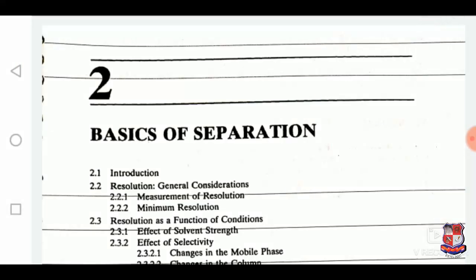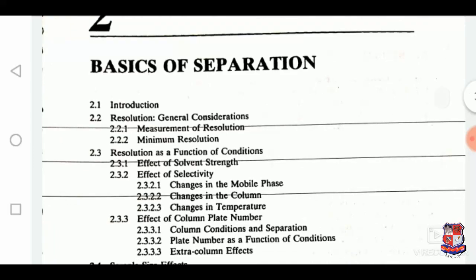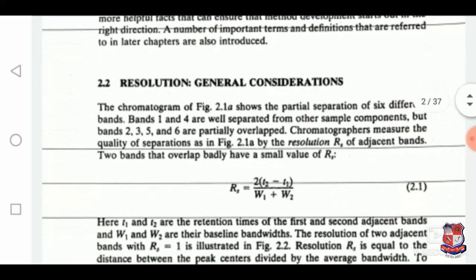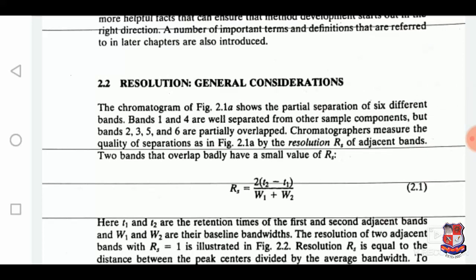Hello students, today we will discuss the basics of separation in various chromatographic systems. These are the contents. First we have to consider some general considerations. In that, the resolution is there.